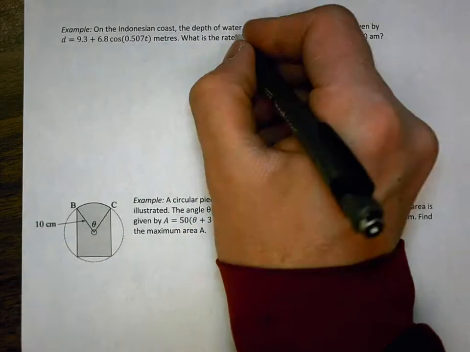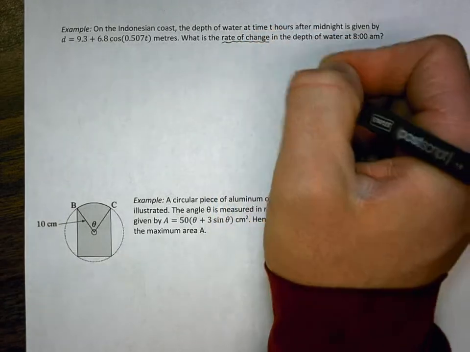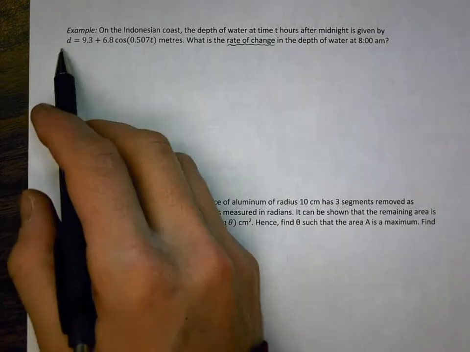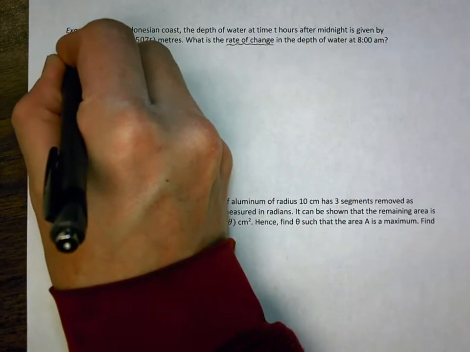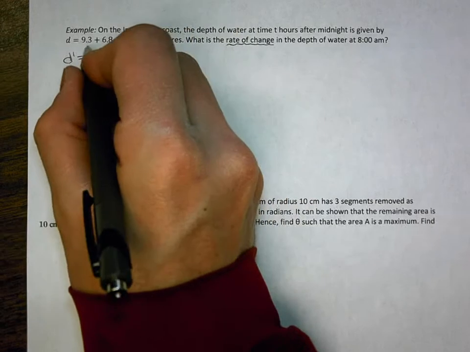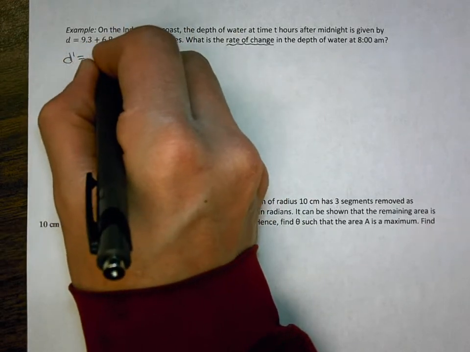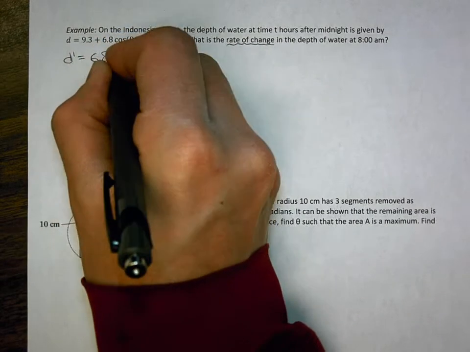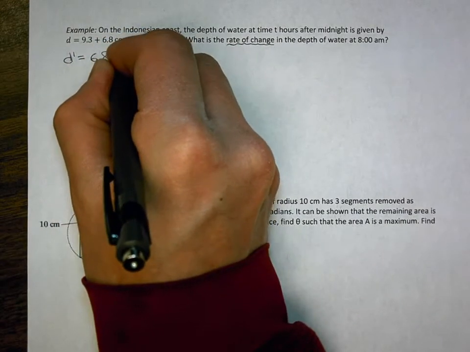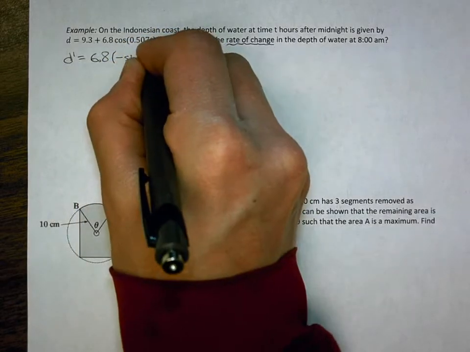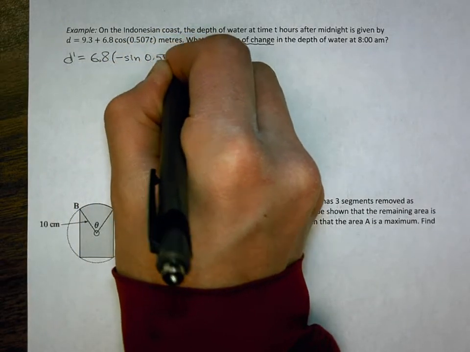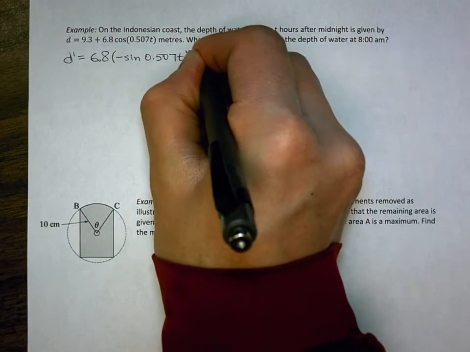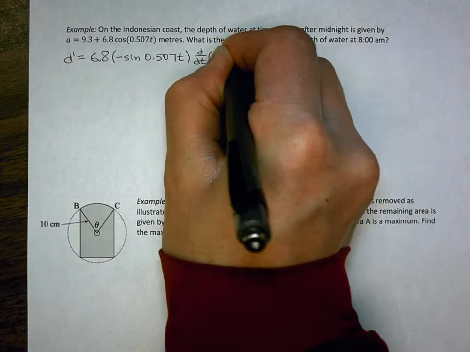So this kind of question we've seen, a rate of change question. Rate of change is actually a nice question. It just means I need to find the derivative. So I need D prime. That's going to be, okay, well the derivative of a number is just a number. So this is going to be 6.8 times the derivative of cos, which is negative sine 0.507t. Okay, but I also have to multiply it by the derivative of the interior function, which is 0.507t.